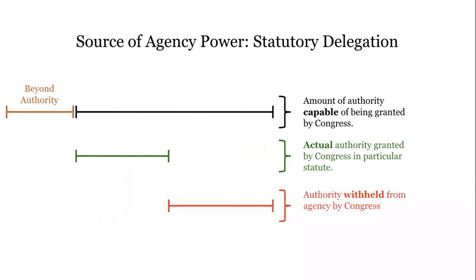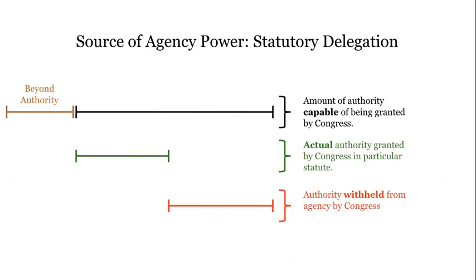And then, of course, in a particular instance, whatever authority was given that's within Congress's authority, that's what the agency can do. But conceptually here, we can also say that there are a lot of things that are still within Congress's authority, but they haven't been granted to the agency. And that's what the red line is meant to represent for us here conceptually. That is the authority that is withheld from the agency by Congress.